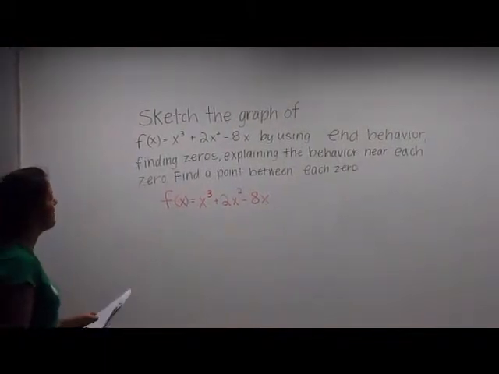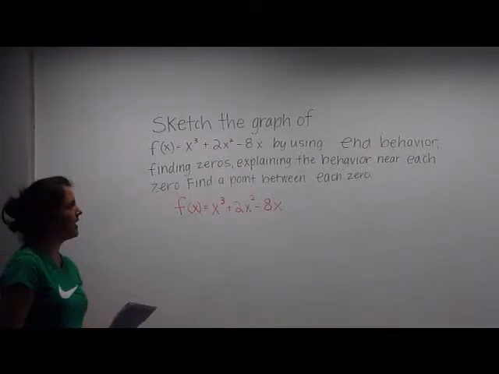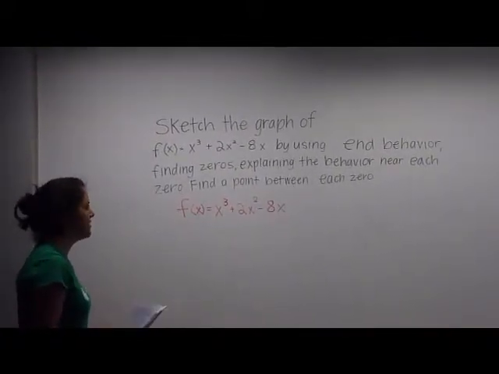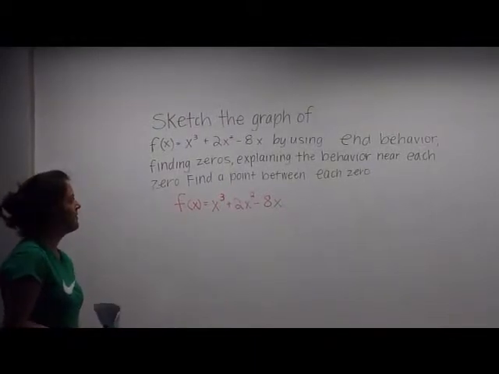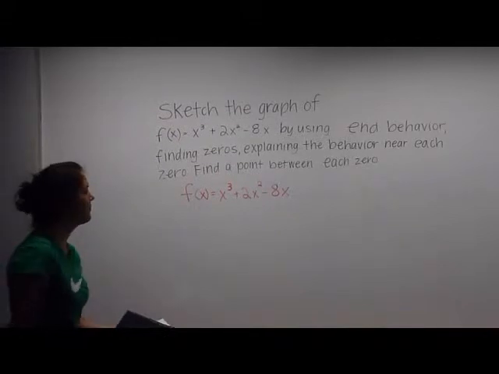Sketch the graph of f of x equals x cubed plus 2x squared minus 8x by using the end behavior, finding the zeros, and explaining the behavior near each zero. And we also have to find a point between each zero. So first, let's find the end behavior.